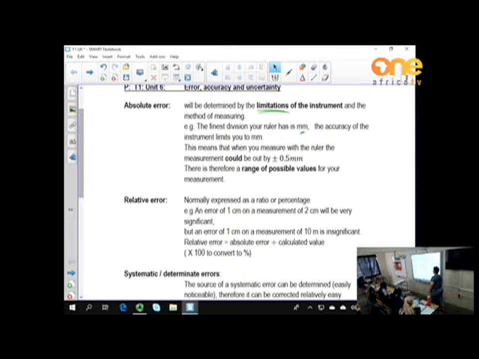It means that even your reading, if it's given in millimeters, is going to be out by plus or minus half a millimeter up and half a millimeter down. Your answer lies somewhere in between. All right.